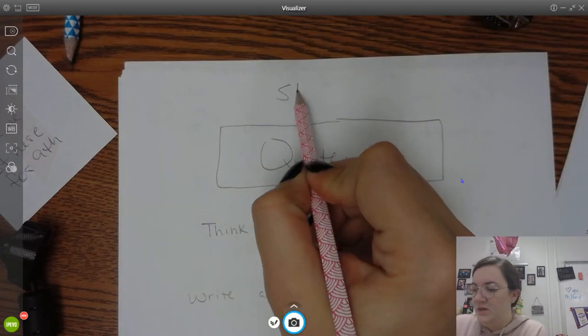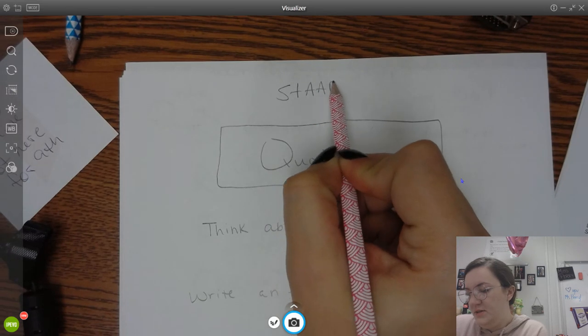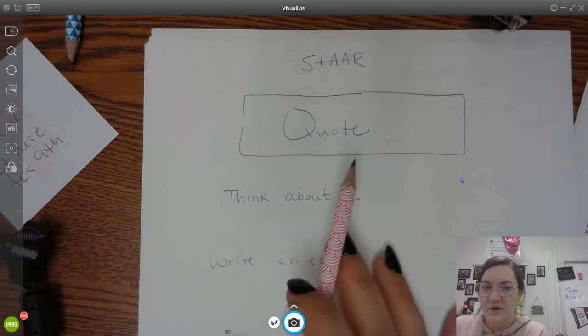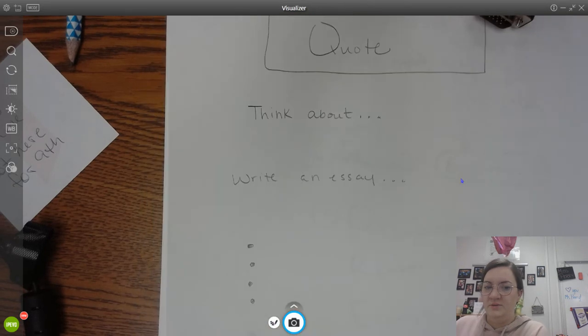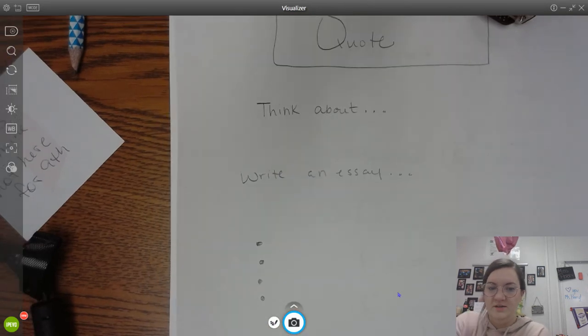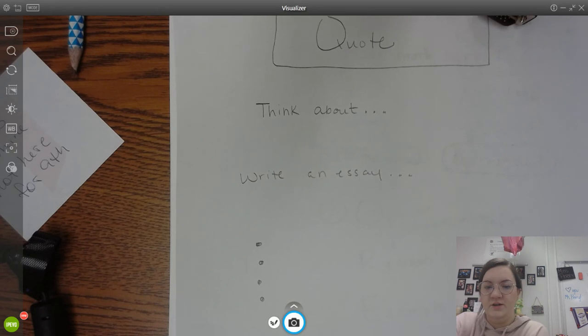So, a STAR prompt is going to look like this. You'll have a quote box, a think about statement, a write an essay, and then bullet points for how you will be graded. Can I move this? No. Bullet points for how you will be graded.